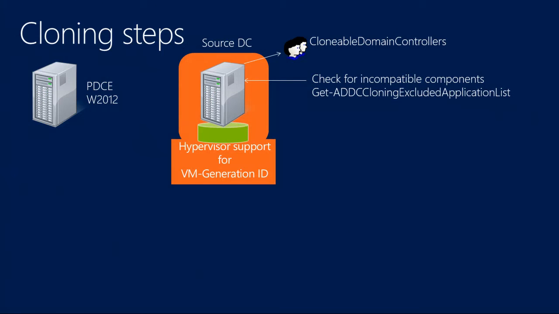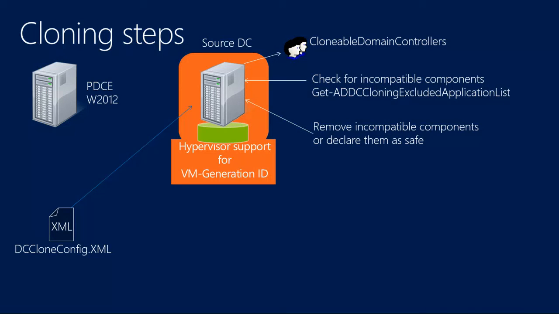Next thing, it's going to check this thing called the ADDC cloning exclude application list. What it's doing is looking at your machine, at all the services and things that are running on it, and saying, are they in the list? If they're in the list, it will say it's good for cloning. If they're not in the list, it will warn you. You then remove incompatible components or you declare them safe. All right, so Microsoft have declared their own components safe, but if you were running something else on there, then you would have to decide whether this application was cloneable or not.